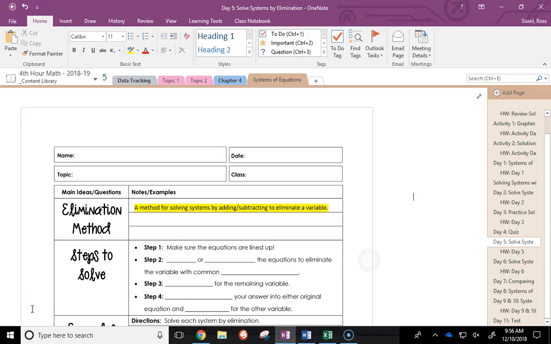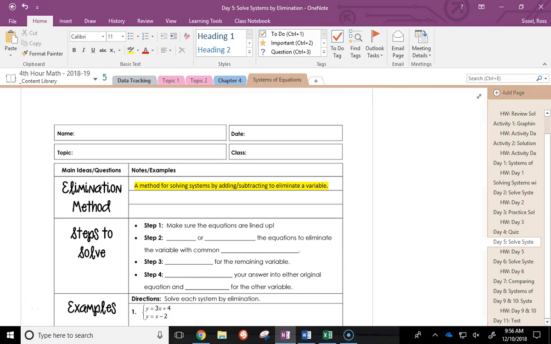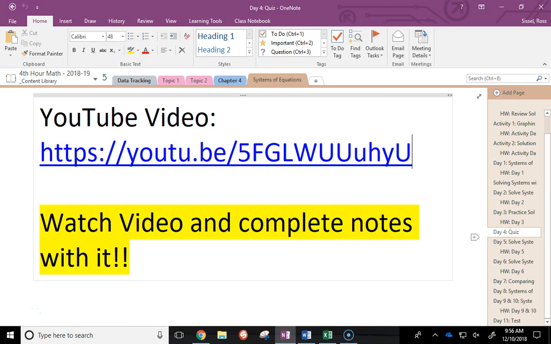Alright, so last week we took our quiz. Like I said, on day 4, we had the YouTube video that showed us our steps on how to use substitution. We did that example. We completed the notes with it. We turned that in that day, so you only had to do one of those examples. You had a worksheet to complete.